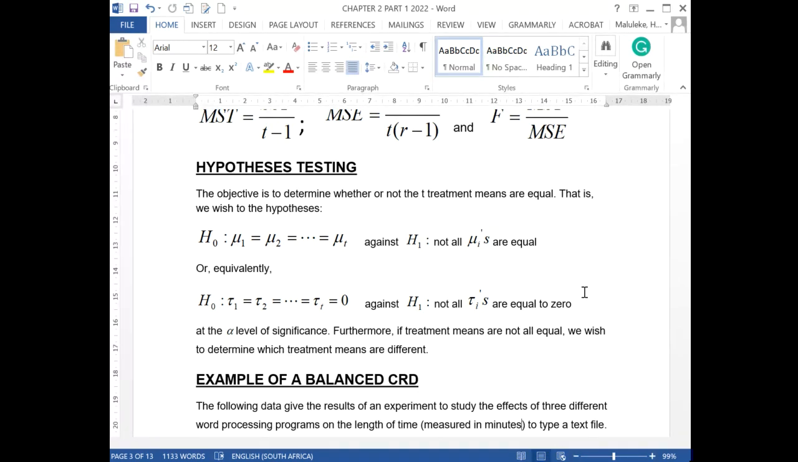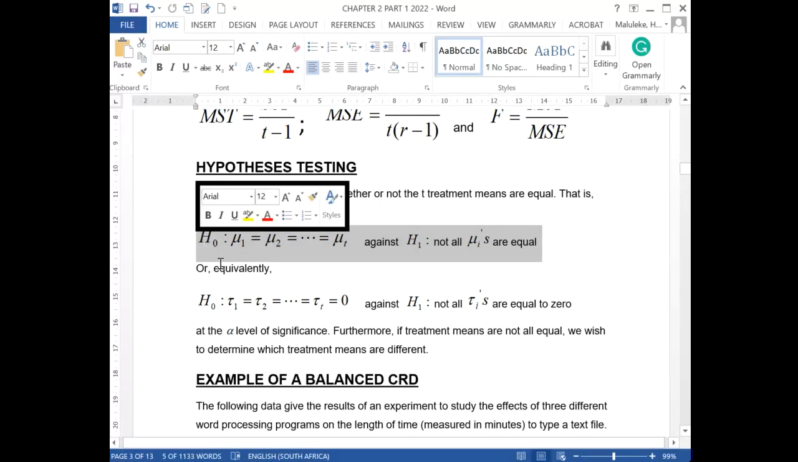But the one that is used mostly is the first one, because you are simply saying the mean of the first method is not the same as the mean of the second method. Even if we go to the second one, there will be a part where we'll be discussing those tau i's. I will show you how it works.